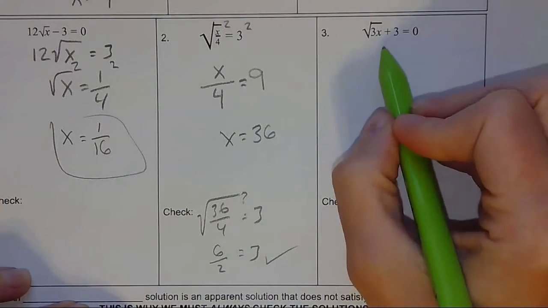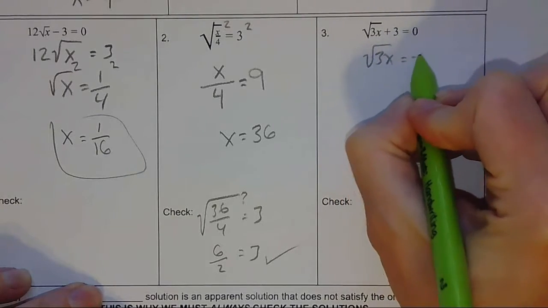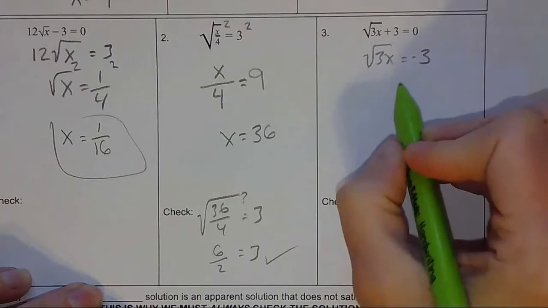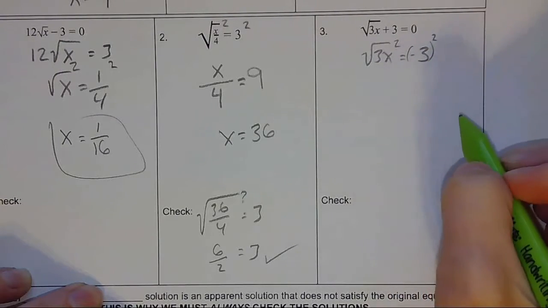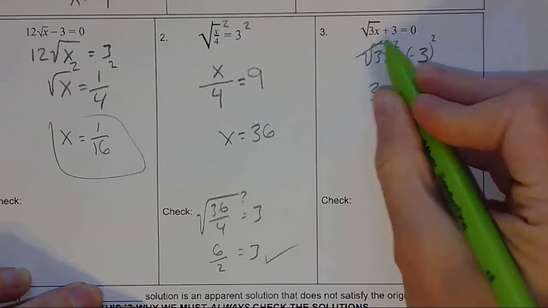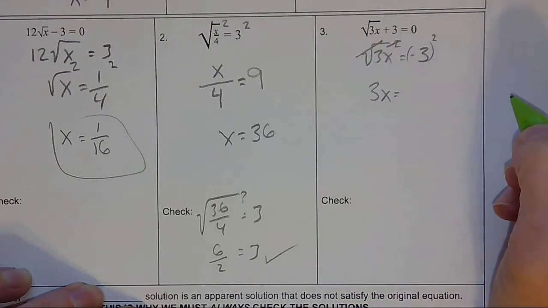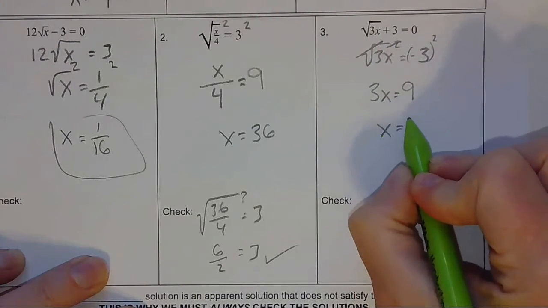Over here, go ahead and move that 3 over. So you're going to get square root of 3x equals negative 3. I'm going to square both sides. Don't forget when you're squaring a negative that you put it in parentheses. So you're going to get 3x. Again, just drop off the radical and the squaring, they cancel each other out, and you get 9. Divide by 3, you get x equals 3.